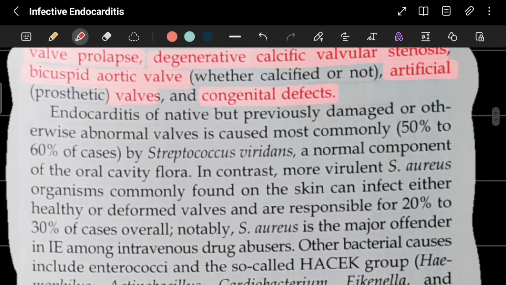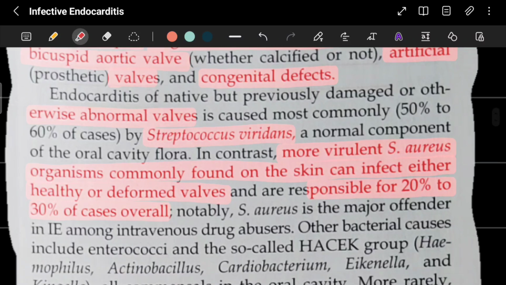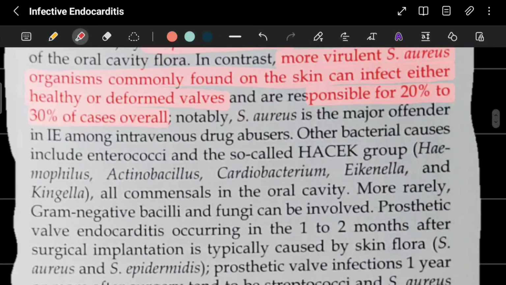Endocarditis of the native but previously damaged or otherwise abnormal valves is caused most commonly by Streptococcus viridans, a normal component of the oral cavity flora. In contrast, more virulent Staph aureus organisms, commonly found on the skin, can infect either healthy or deformed valves and are responsible for 20% to 30% of the cases overall. Staph aureus is the major offender in infective endocarditis among intravenous drug abusers.